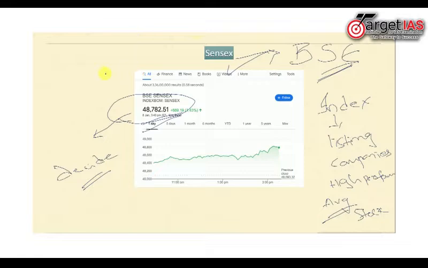You can observe the companies of film industries as well. So based upon the film industry's production, they will decide whether to invest in an industry like film or not, or airline or not. So that is about the Sensitivity Index, which is of the Bombay Stock Exchange. Index is a listing of companies.